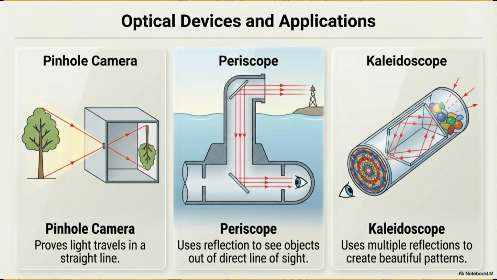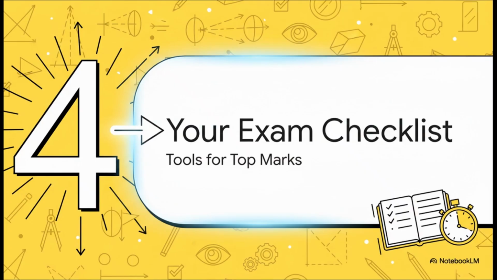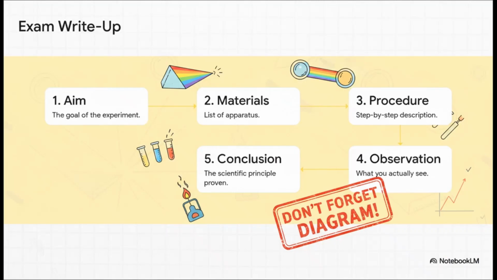All right, let's get serious because this is the most critical part, your exam checklist. We've gone over the concepts. Now let's make absolutely sure you can use them to get those top marks. So when you get a question about an experiment, structure is everything. You need to follow this 5-step protocol every single time. State the aim, list the materials, describe the procedures step by step, detail what you observed, and finally write a clear conclusion that links back to the science. Oh, and please look at that big red stamp. Don't forget the diagram. It's worth so many marks.